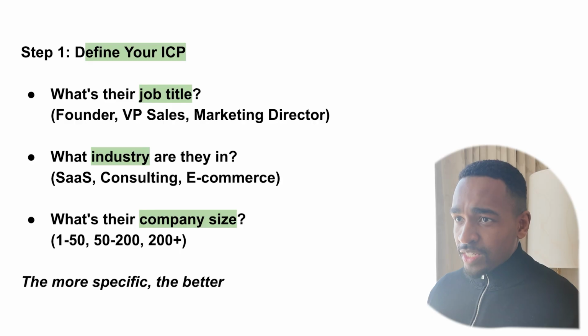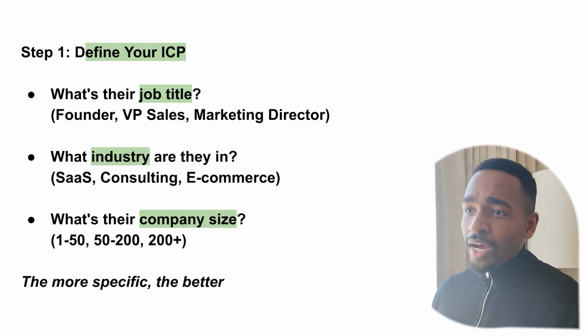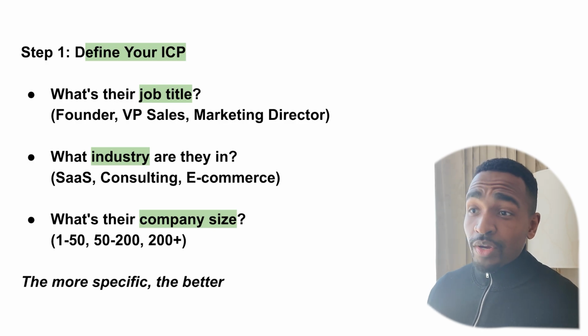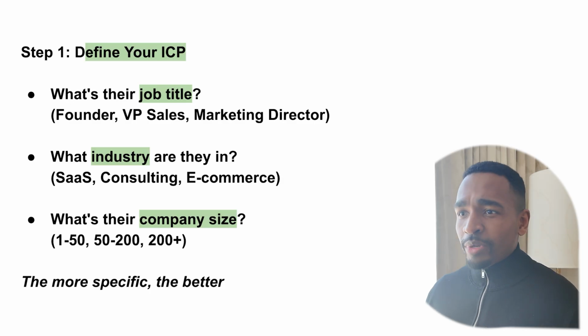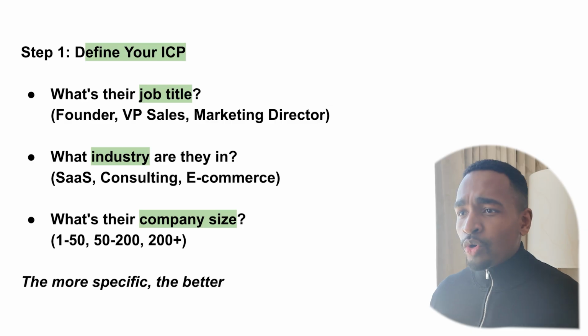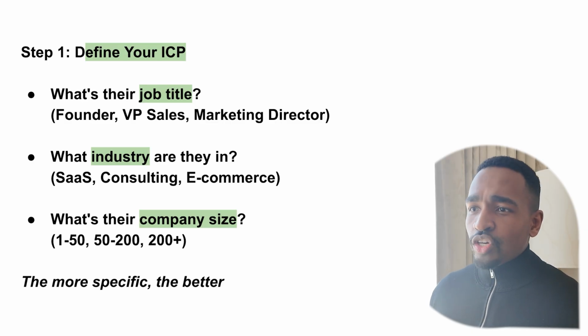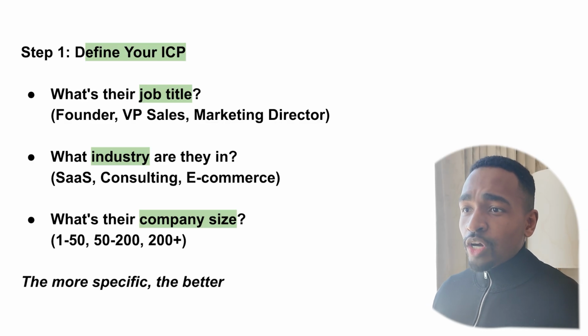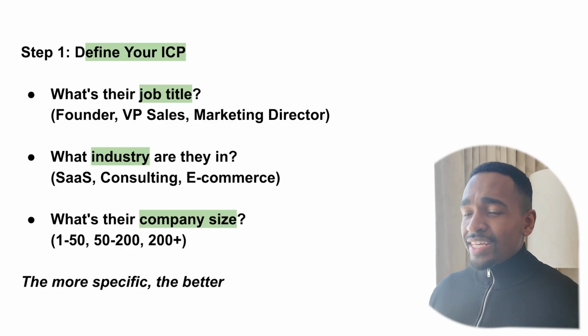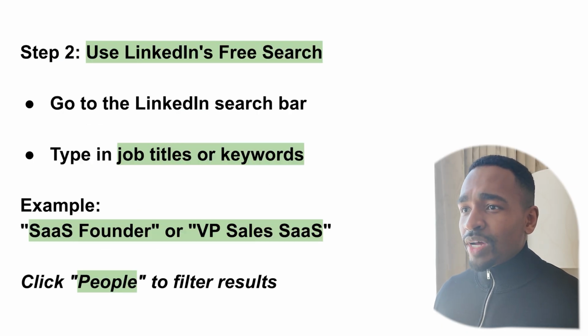So the first step in doing this, right, is you need to define your ideal customer profile. So I'm going to talk about this a little bit more. Before you search, you need to know exactly who you're actually searching for. So what's their job title? Are they a founder, VP of sales, marketing director? What's their industry? Are they in SaaS, consulting, e-commerce? And what's the company size? 1 to 50 employees, 50 to 200, 200 or more. The more specific you are, the better your search results will actually be. So for example, you could write, I'm looking for founders of SaaS companies with 10 to 50 employees. This then becomes your ICP, and now you're actually ready to search.